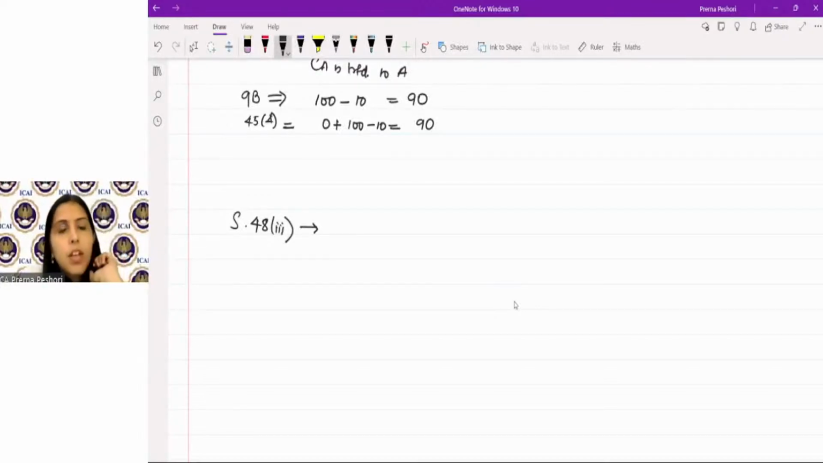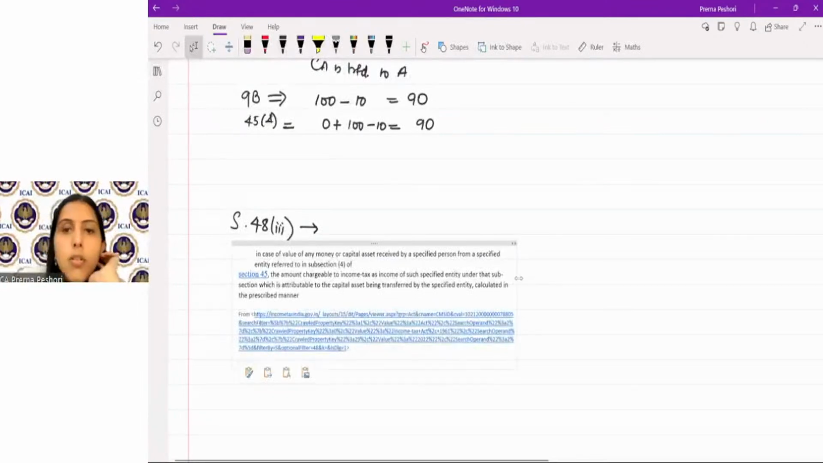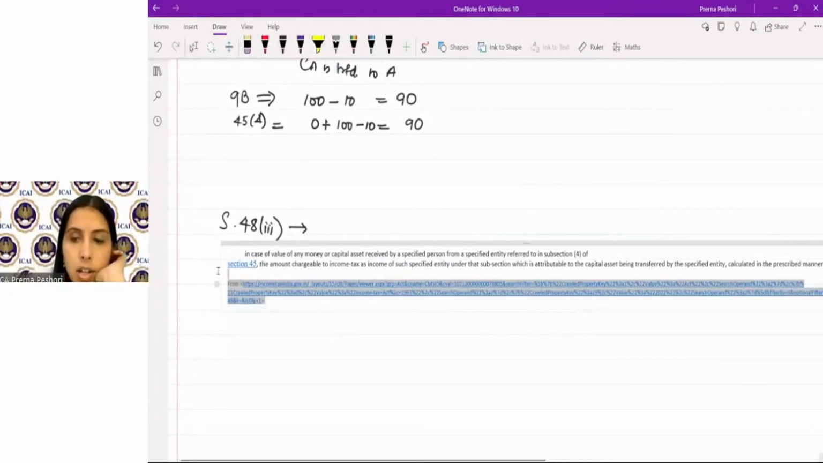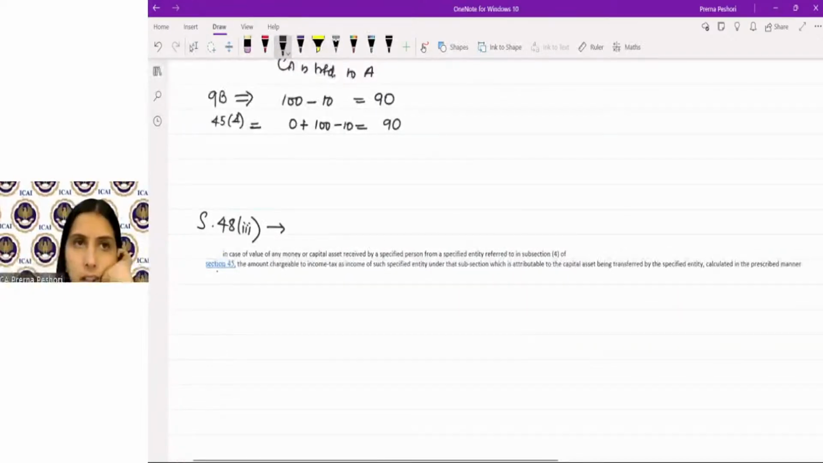Section 48.3 says, where any money or capital asset... So section 48.3 is the computation. First of all, section 48.3 is a computation provision, right? It says in case of value of any money or capital asset received by the specified person from a specified entity under section 45(4), the amount chargeable to income tax as the income of the specified entity which is attributable to a capital asset being transferred by the specified entity, calculated in the prescribed manner.